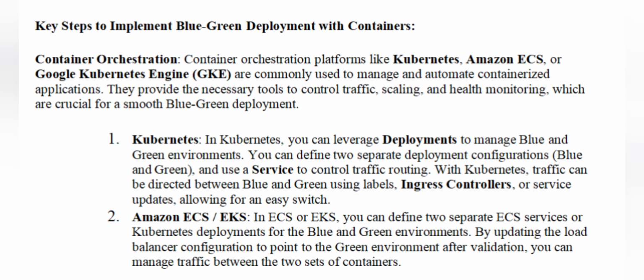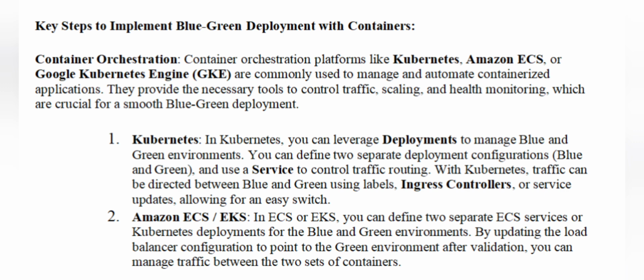The first is Kubernetes. In Kubernetes, you can leverage deployments to manage blue and green environments. You can define two separate deployment configurations, one is blue and one is green, and use a service to control traffic routing. With Kubernetes, traffic can be directed between blue and green using labels, ingress controllers, or service updates, allowing for an easy switch.